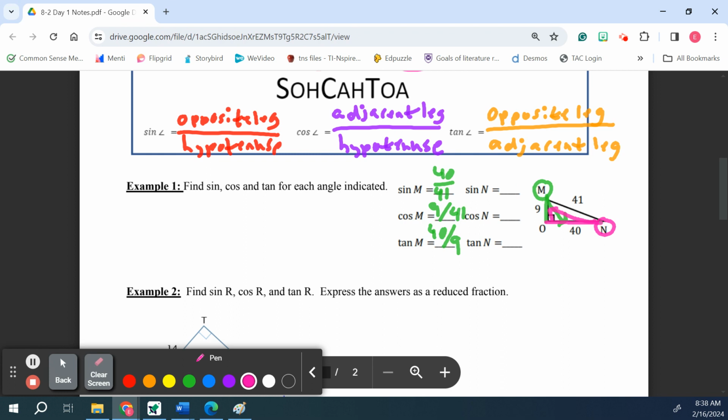Aiden, you got these three? Tell me what they are. Okay, so the sine is 9 over 41. Okay. Next. Cosine is 40 over 41. Very good. And the tangent is 9 over 40. Very good. Questions on this?